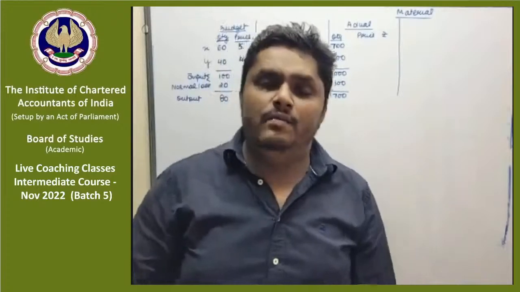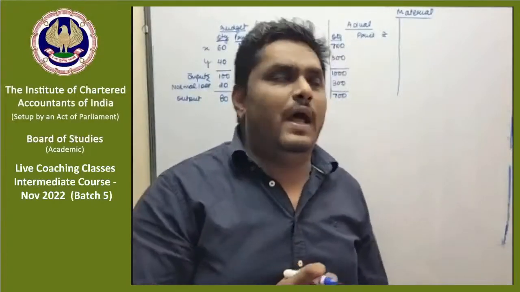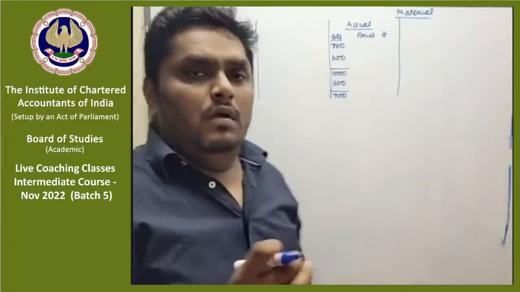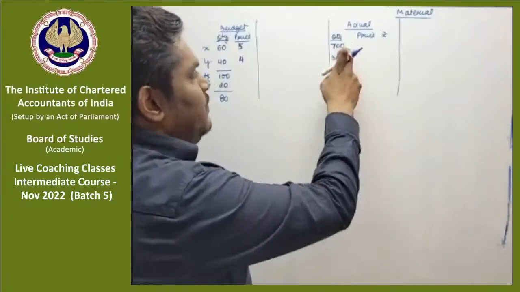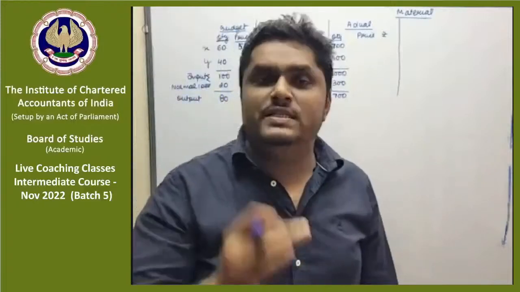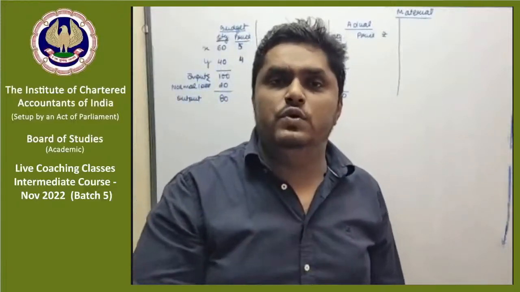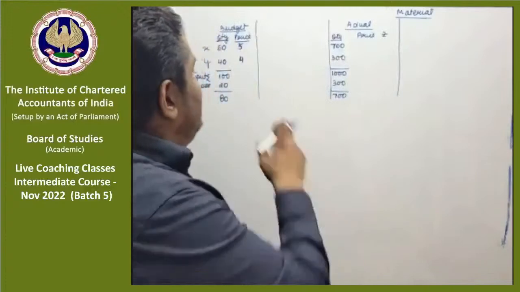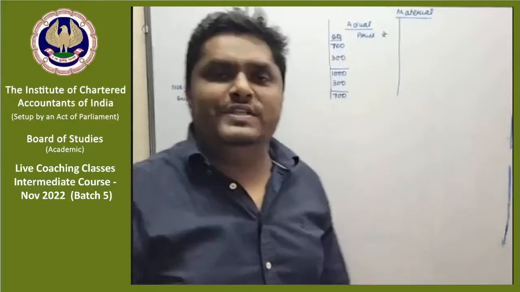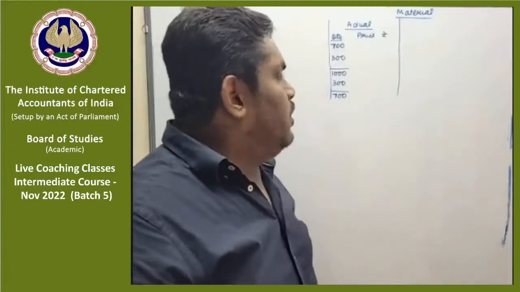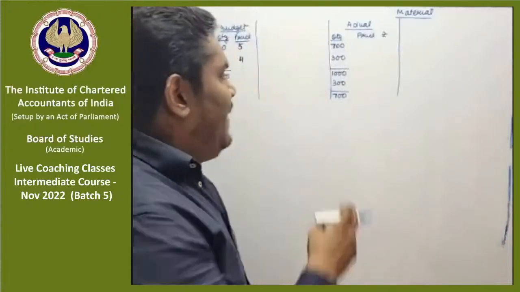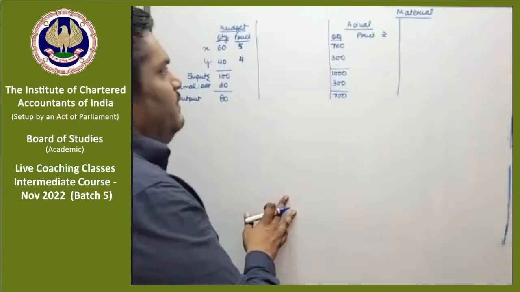I repeat again, when the actual figures were out, X was used 700 kgs, Y was used 300 kgs. The total input was 1000 kgs, with a normal loss of 30% of input when talking about the actual figures. So my output was 700 kgs.